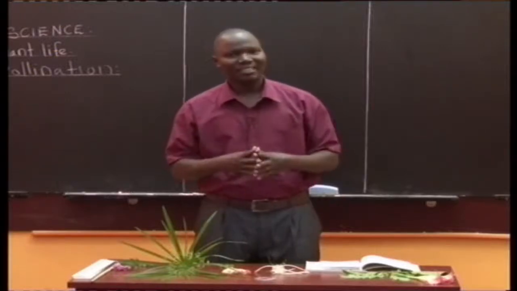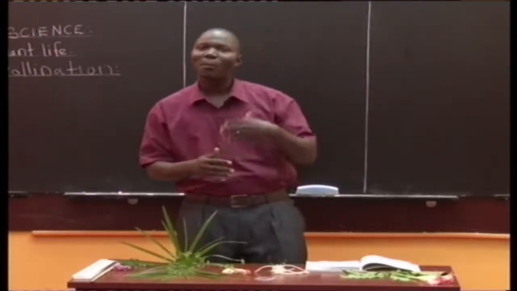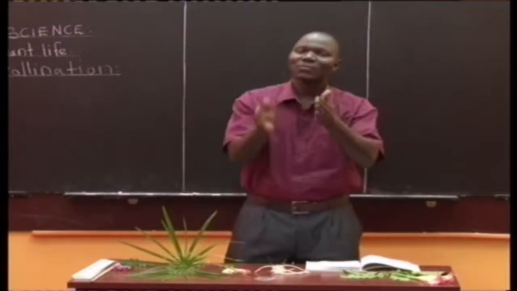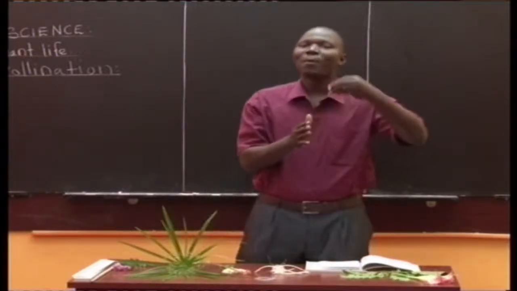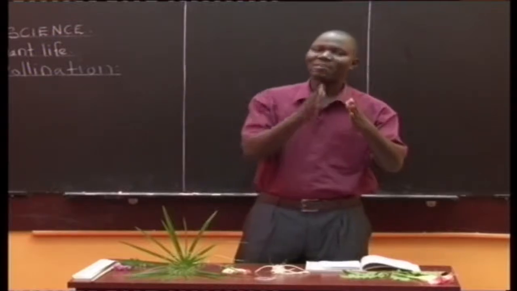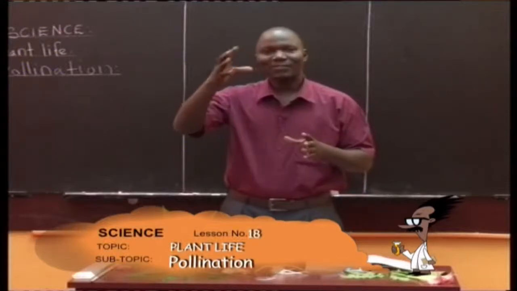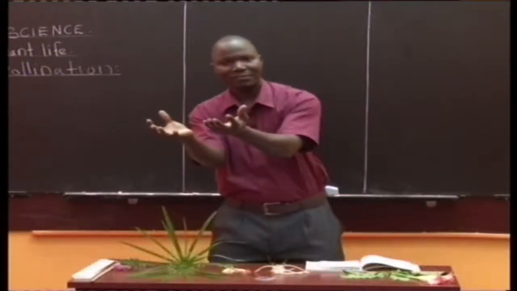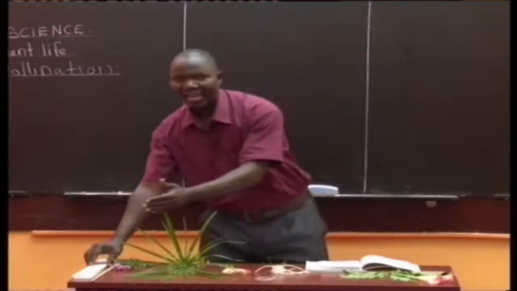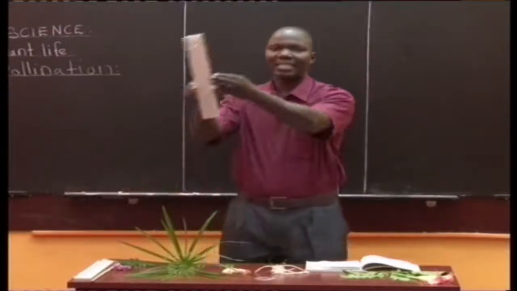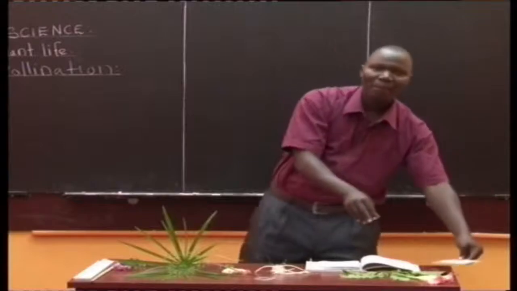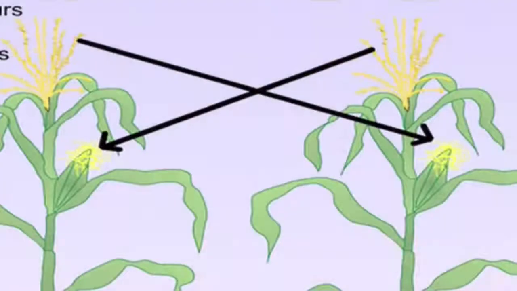So, what is pollination? In simple terms, pollination means the transfer of pollen grains from the anthers to the stigma. You can transfer a book, or if I have a ruler here, I can transfer it to another place. But this time, what are we transferring? The pollen grains from the anthers to the stigma.